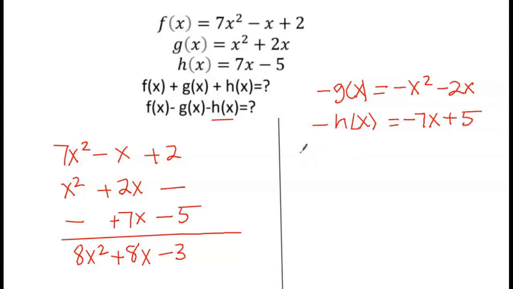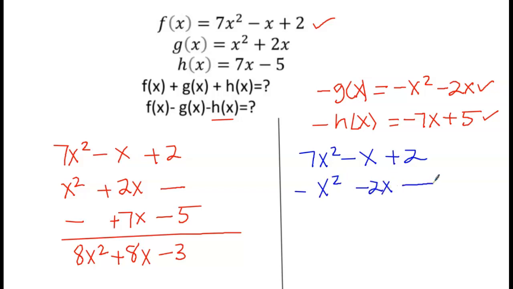And now we are able to add all of them together. So as we are adding this and this, so we got 7x squared minus x plus 2, and then we come here, becomes negative x squared minus 2x, and there's nothing over here, and then here there's nothing, and that's negative 7x plus 5. We add it all together because we have already negated them here.